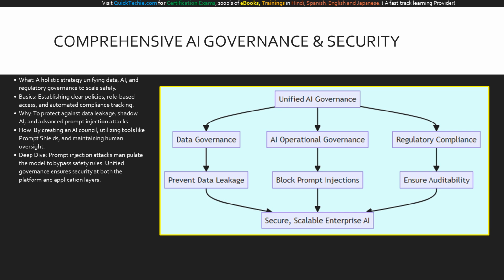This flowchart is your blueprint for success. By governing the data, securing the operations, and aligning with regulations, you empower your organization to harness the immense power of generative AI while entirely neutralizing its foundational risks.